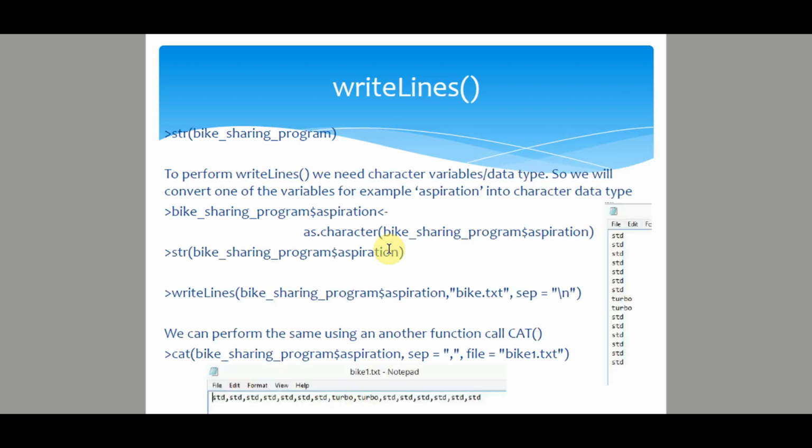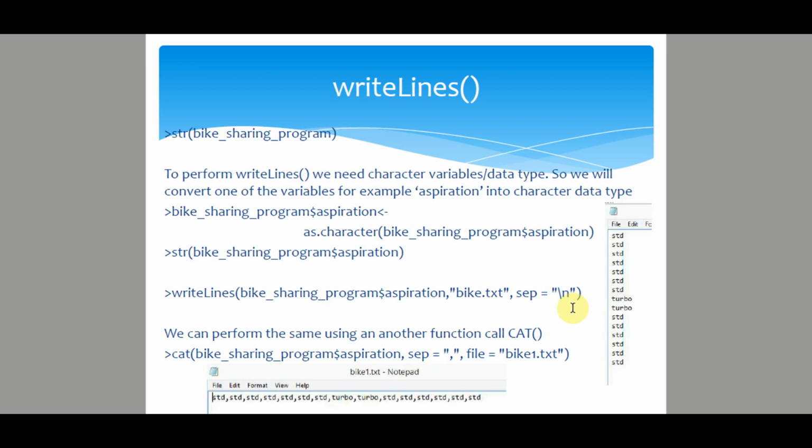And last, writeLines. That writes text lines to a file, that is, it prints the entire row as one line. To perform writeLines, we need character variables. So we'll use the as.character function to convert aspiration into a character data type. Run str on bike_sharing_program$aspiration to confirm the conversion. Now use the writeLines function to save the aspiration column as bike.txt, separated by \n, that is, separated by a new line.